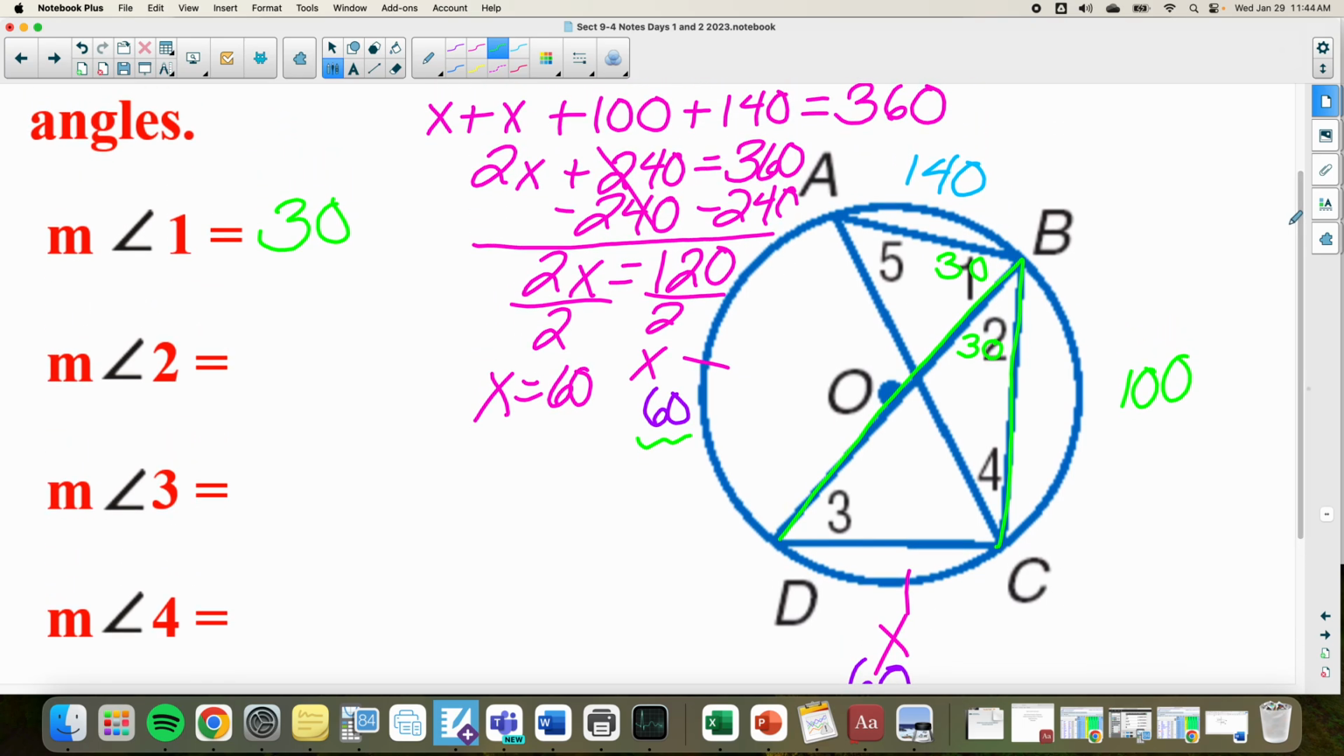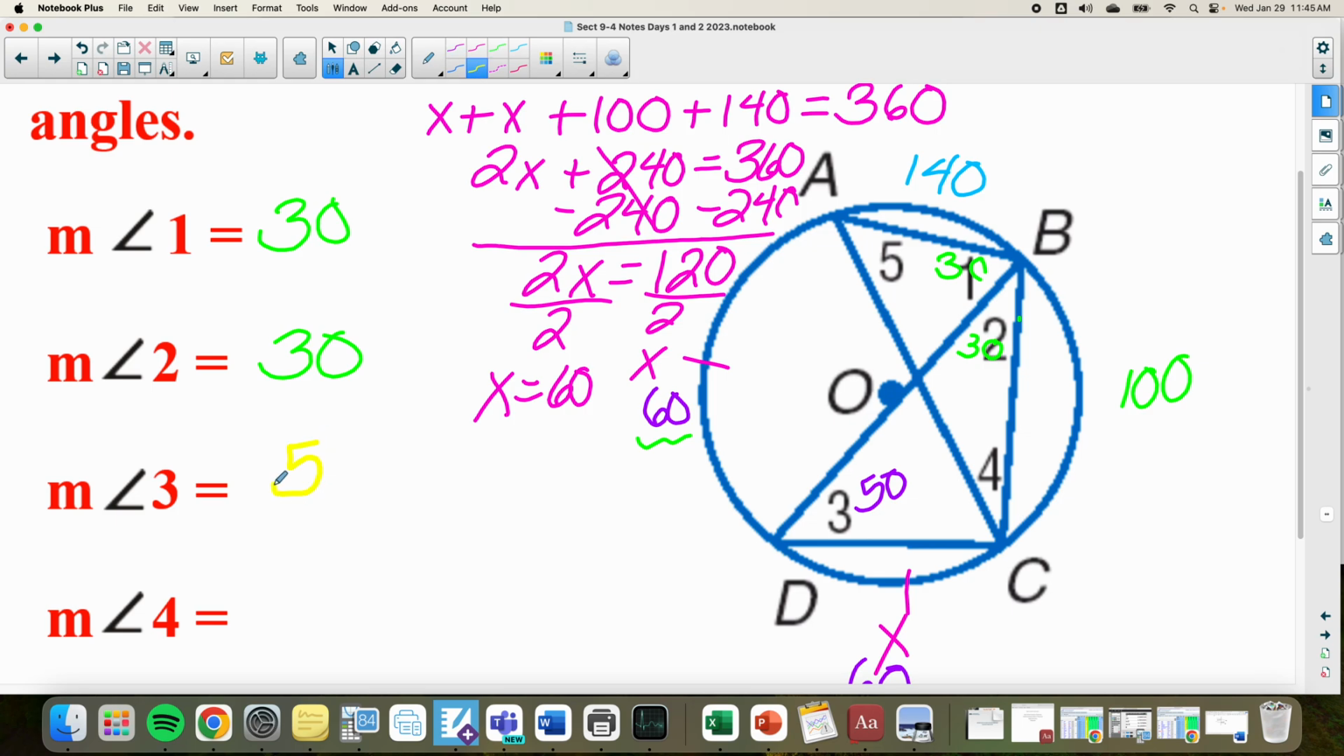So then if I go to the next one, they're asking for angle 3, which is right here. And that angle 3 intercepts a 100-degree arc, so what would that be? It would be half of that, which is 50, okay? The next one asks us for angle, oh, I should have put that one in there.